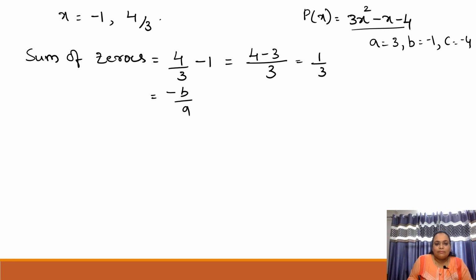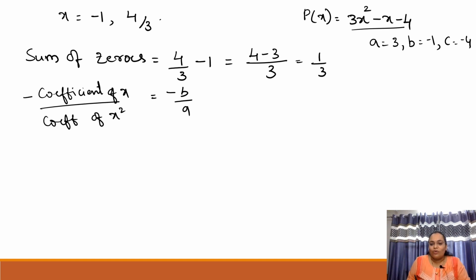So what is minus b? Minus b is minus coefficient of x by coefficient of x square. So what is minus b? Minus b is minus 1. So minus of minus 1 by a is 3, which is 1 by 3, is verified.